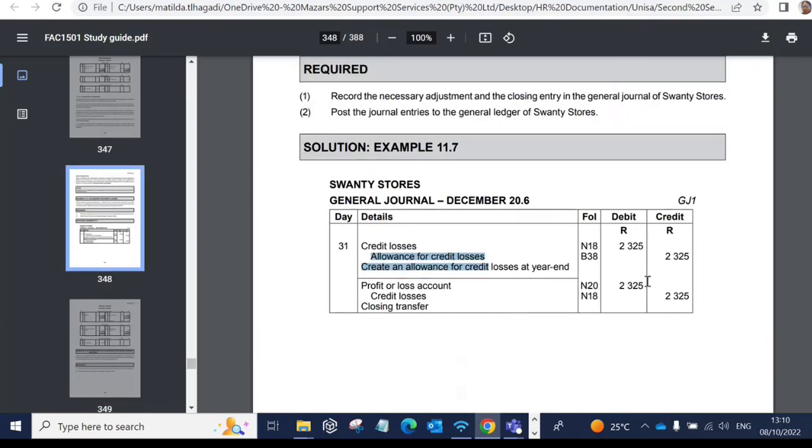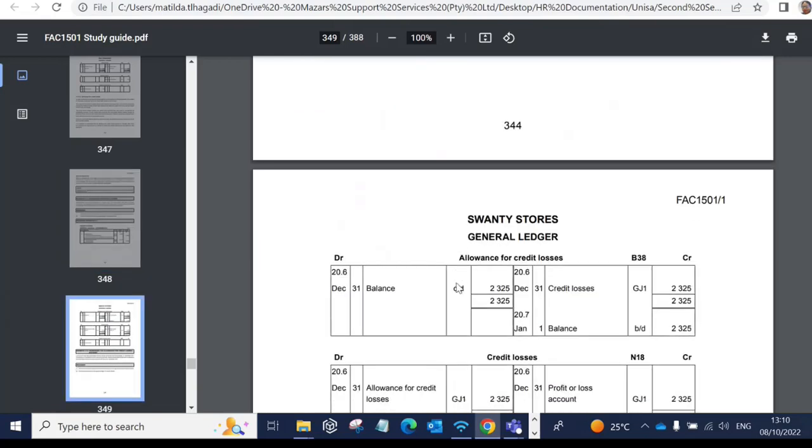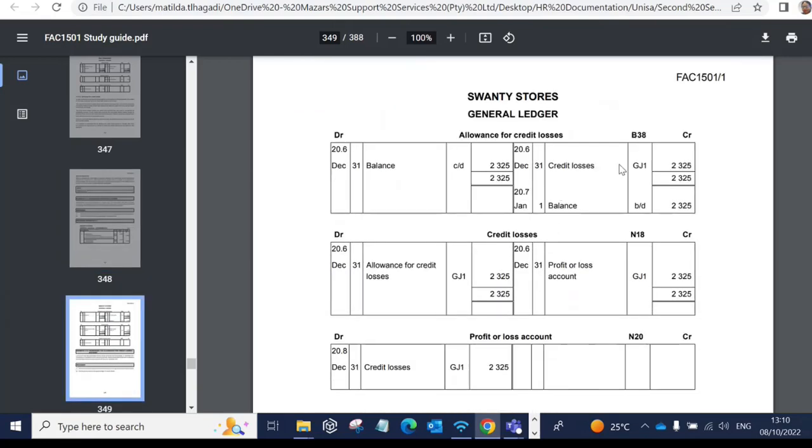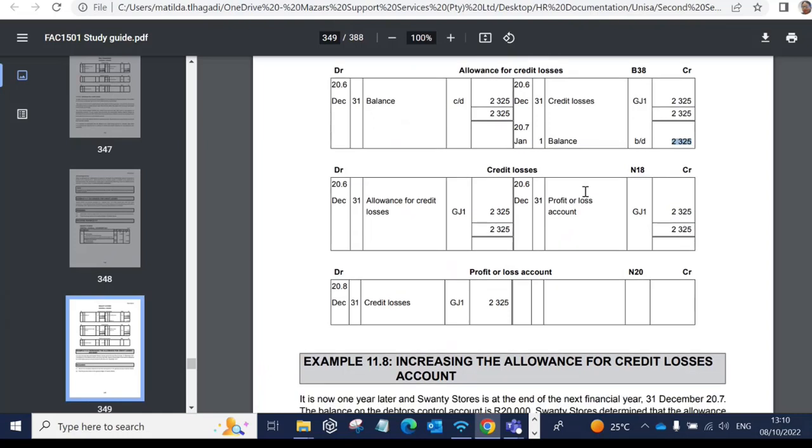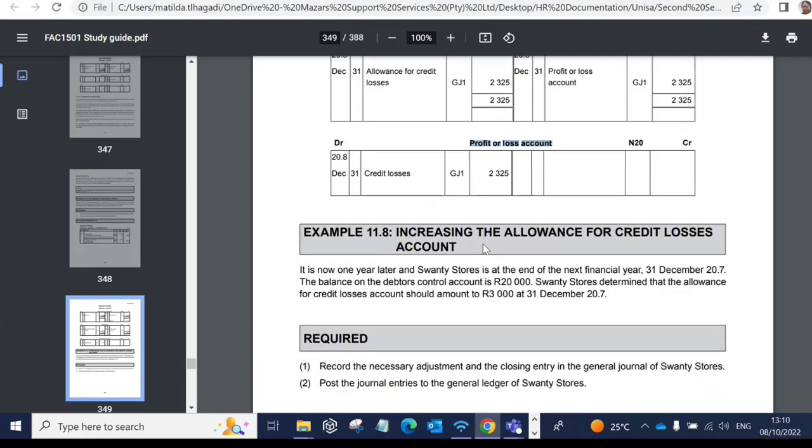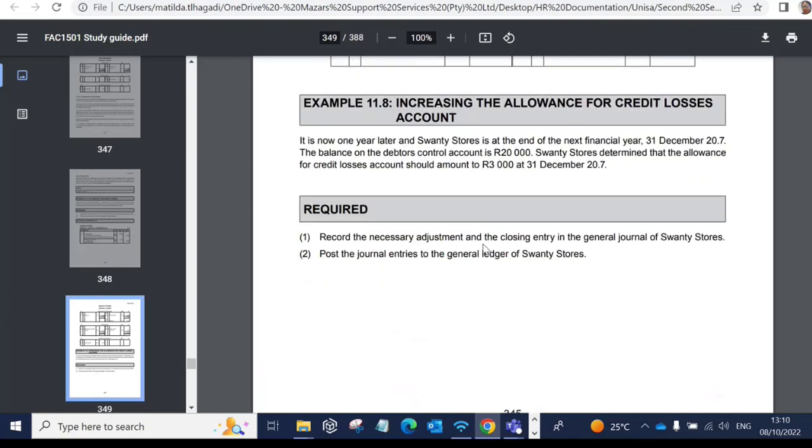Now this credit losses will be cleared to the profit and loss account. So allowance for credit losses will be 2,325. Our credit losses account will be closed off to the profit and loss account, increasing the allowance for credit losses account.